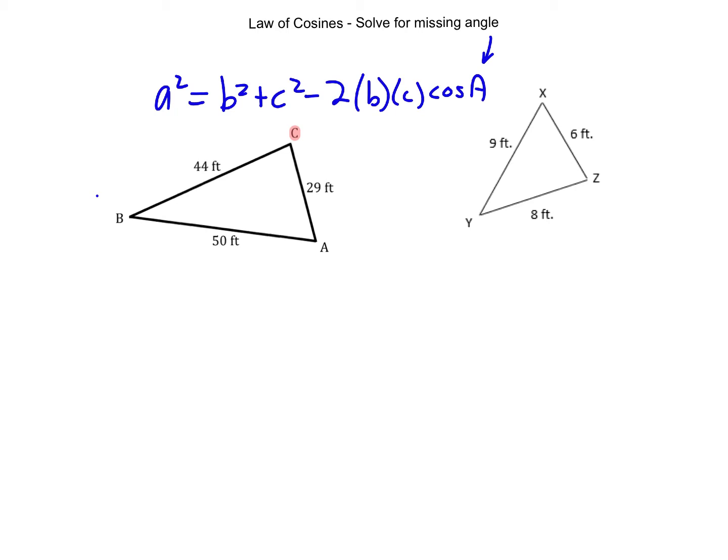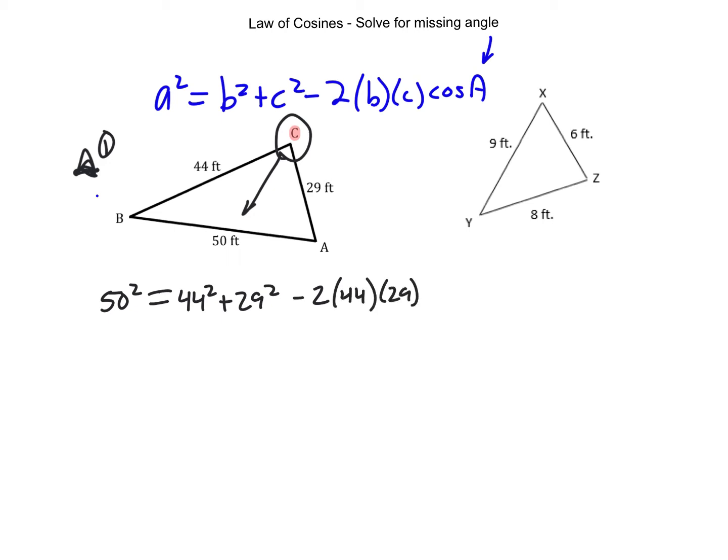So if we look here at this one, you can either sketch this quickly on the back of your notes, or do this on a separate sheet of paper, just so you have it. But let's consider this one. We'll call this number 1. If I'm trying to figure out angle C, I'm going to say 50 squared, because 50 is across, equals 44 squared plus 29 squared minus 2 times 44 times 29 times the cosine of C.